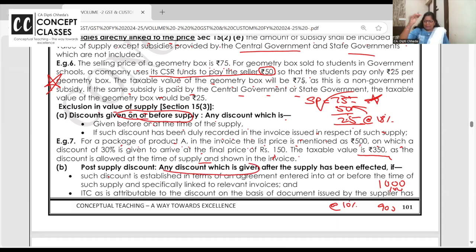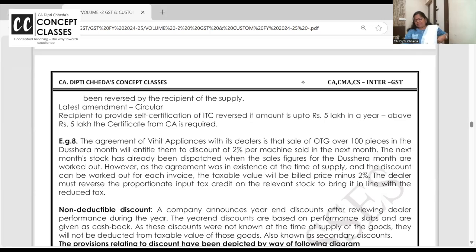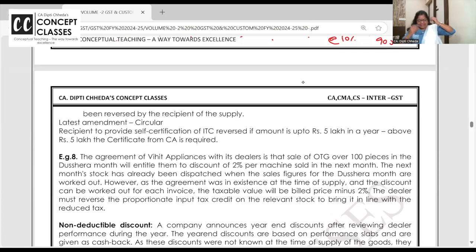Now post supply discount. This was the discount on or before supply. Now after supply is over, but we have given certain discounts. If such discount is established in the terms of agreement entered into at or before the time of supply and specifically linked to invoices, and ITC as is attributable to the discount on the basis of the credit note issued by the supplier has been reversed by the recipient. Now, what do you mean by this? This is very nice.